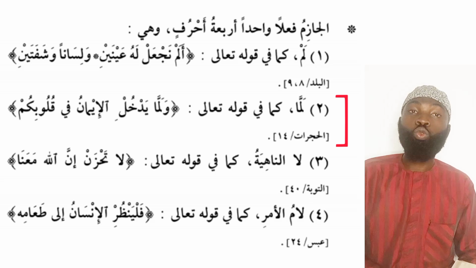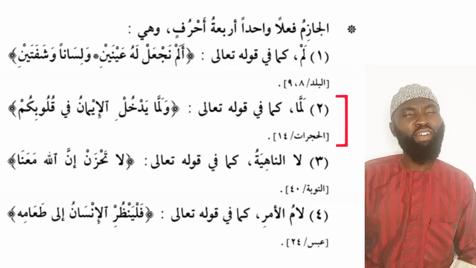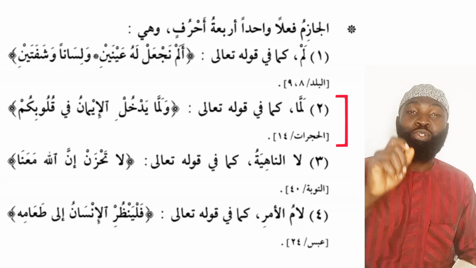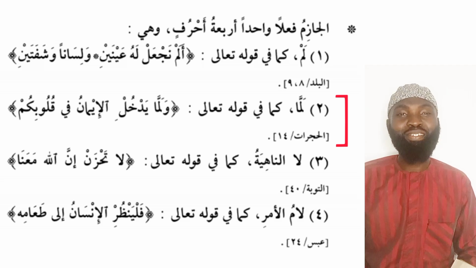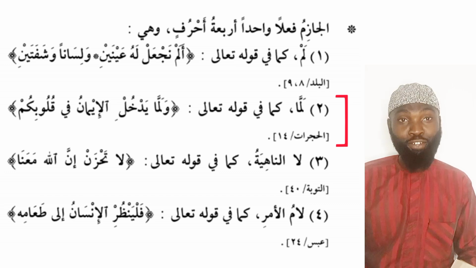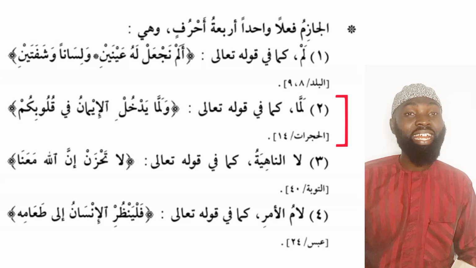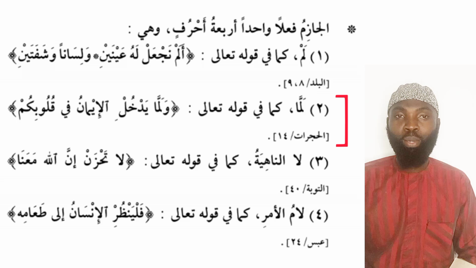So how do you pronounce this? Would you say walamma yadkhul lil? It will be difficult for you to pronounce. So the first word which ends with sukun should be made to carry kisra. That's how you have walamma yadkhulil imanu. Verbs don't carry kisra unless in this case and some other cases. So walamma yadkhulil imanu fi qulubikum.